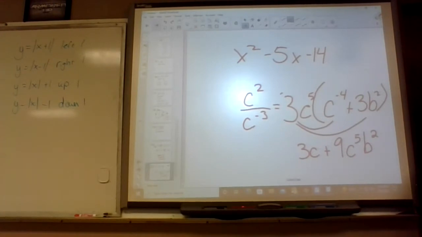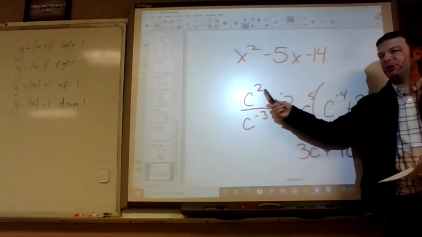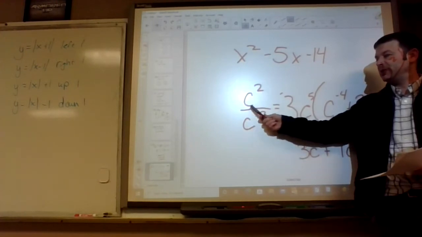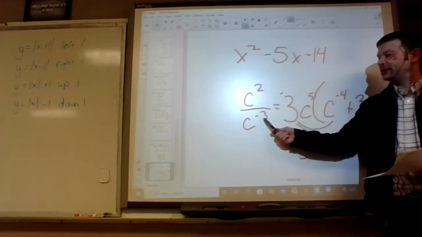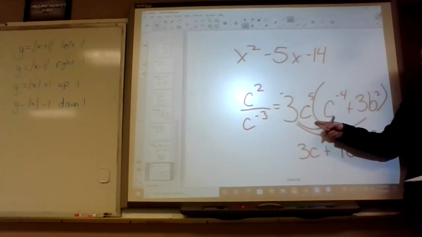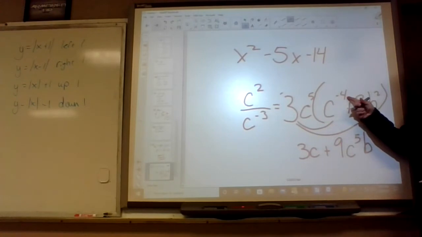Kind of big messes, aren't they? Anyway, the important takeaway from this problem: when you divide the same bases, the same like c and c, you subtract their exponents. When you multiply the same bases, c times c, you add their exponents.